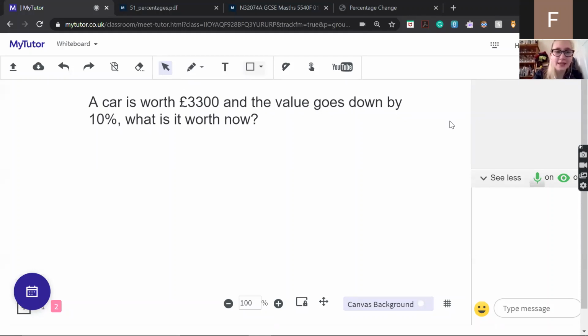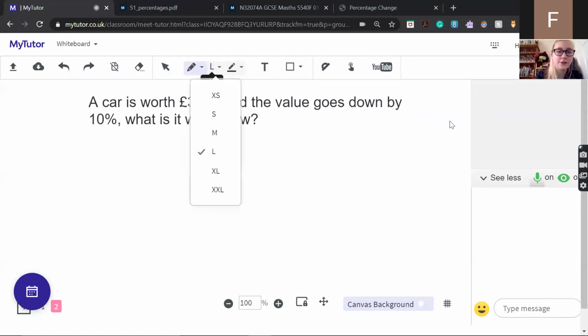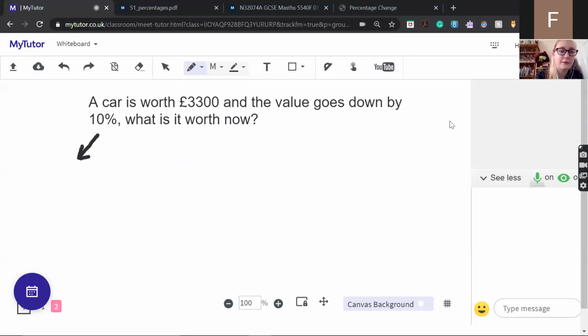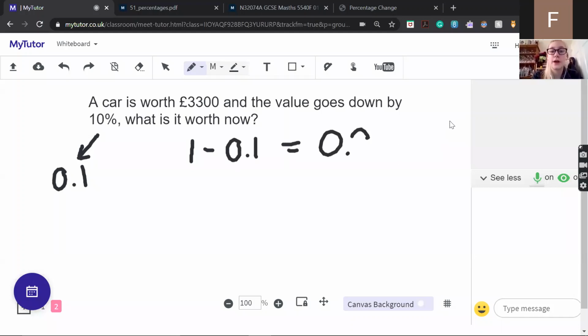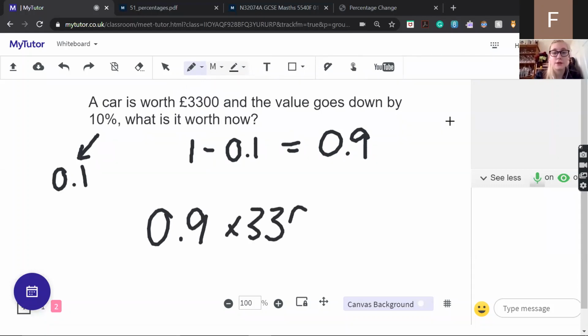The other way to think about that, the straight method way, is to think, well, what's the multiplier for 10%? It's 0.1. And it's a percentage decrease. We want to decrease by this number. So our multiplier is going to be 1 minus 0.1, which is 0.9, which you can also see as 90%, like that percentage that we're left with. So what we do is we take our multiplier, 0.9, and times that by 3,300. So this is just our one line of working to work out this whole question. And we will get 2,970.